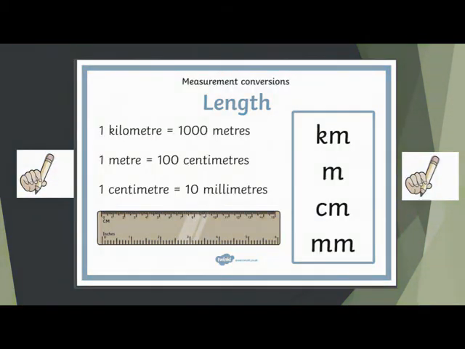So I'd like you to write down the information shown on screen. These are our conversions. 1 kilometre is equal to 1,000 metres. 1 metre is equal to 100 centimetres. 1 centimetre is equal to 10 millimetres.